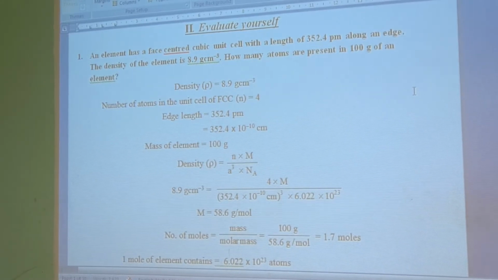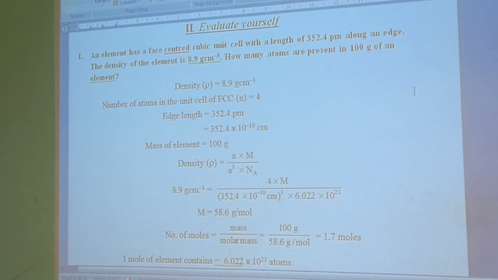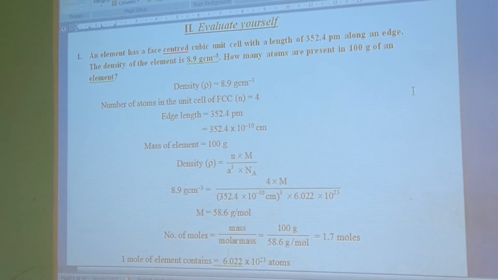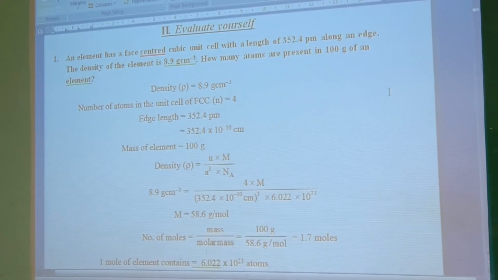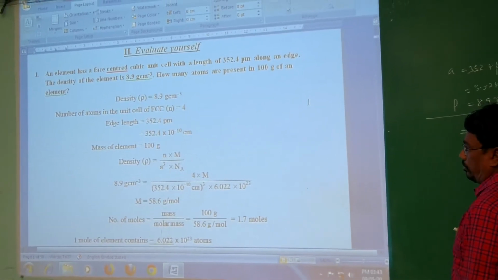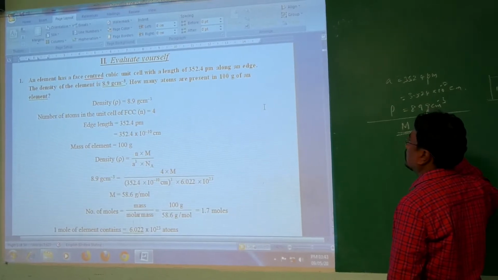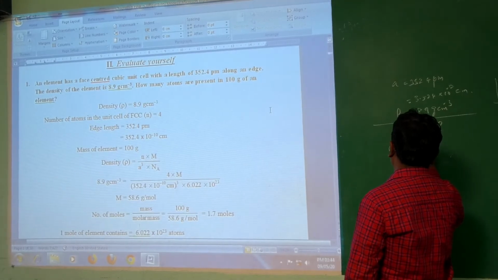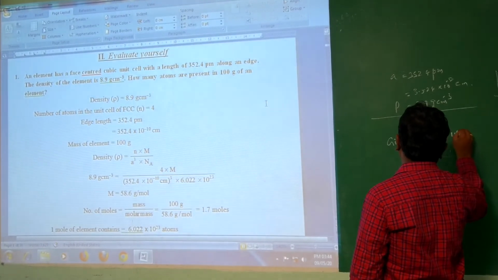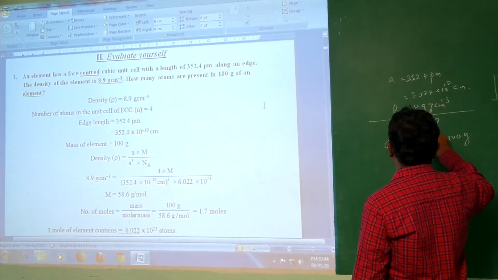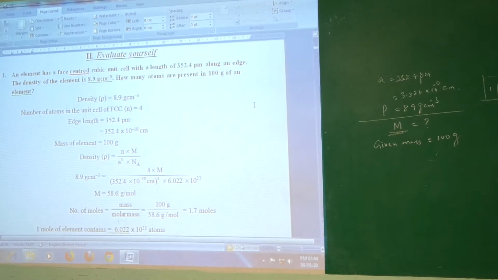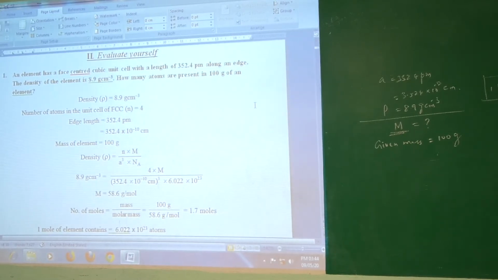Based upon this, we can calculate the molar mass of the element. Once the molar mass is calculated, we can calculate the number of atoms. The given mass of the element is 100 gram. Mass divided by molar mass will give the number of moles. From the number of moles, we can find out the number of atoms. That's what they have asked.